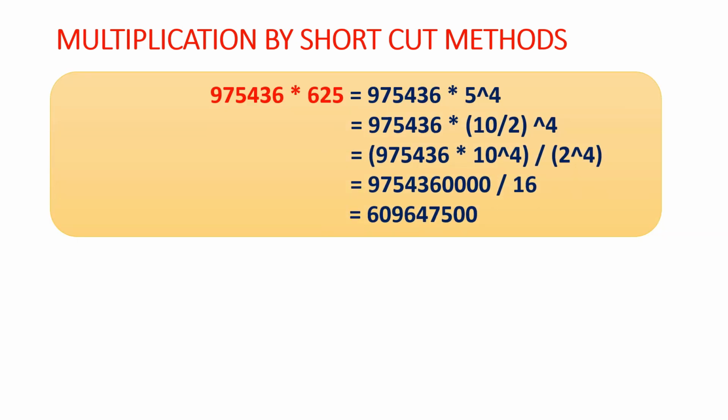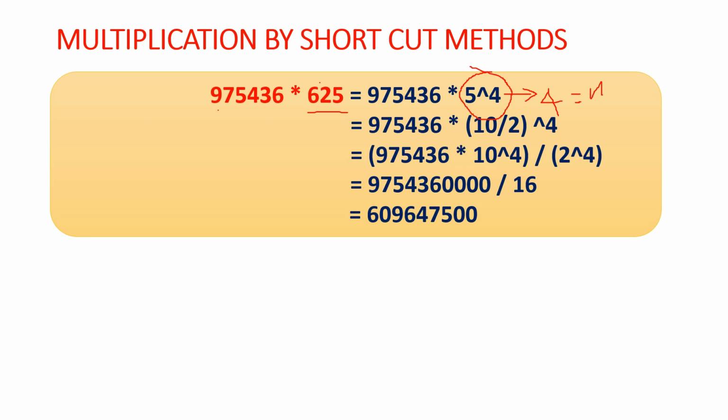Let's see how to solve the problem. Here they have given the problem as 975436 into 625. So we have to first rewrite the 625 as 5 power 4. So 5 power 4 is 625 and we have 975436 into 5 power 4. Here, according to the given thing, we can compare 4 as being in the place of n.